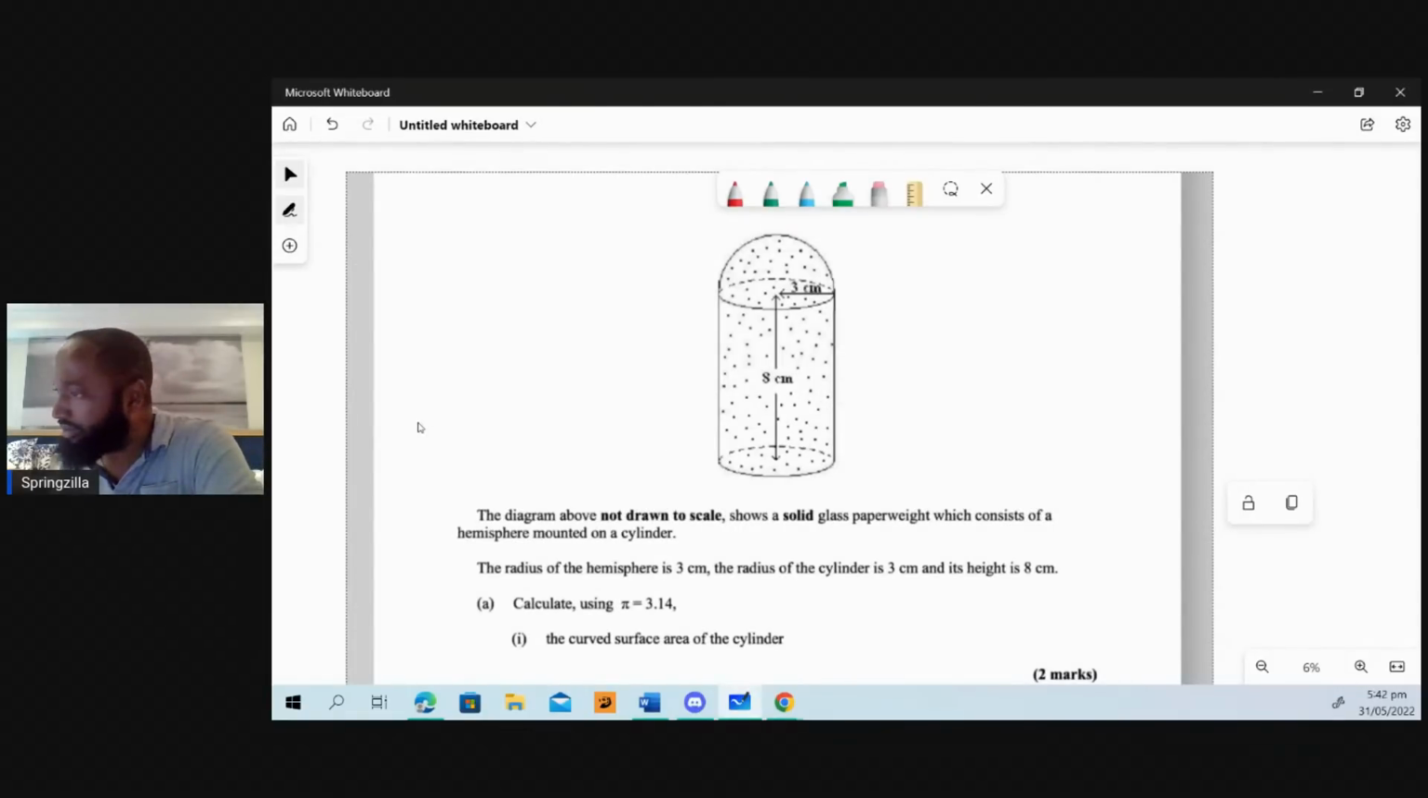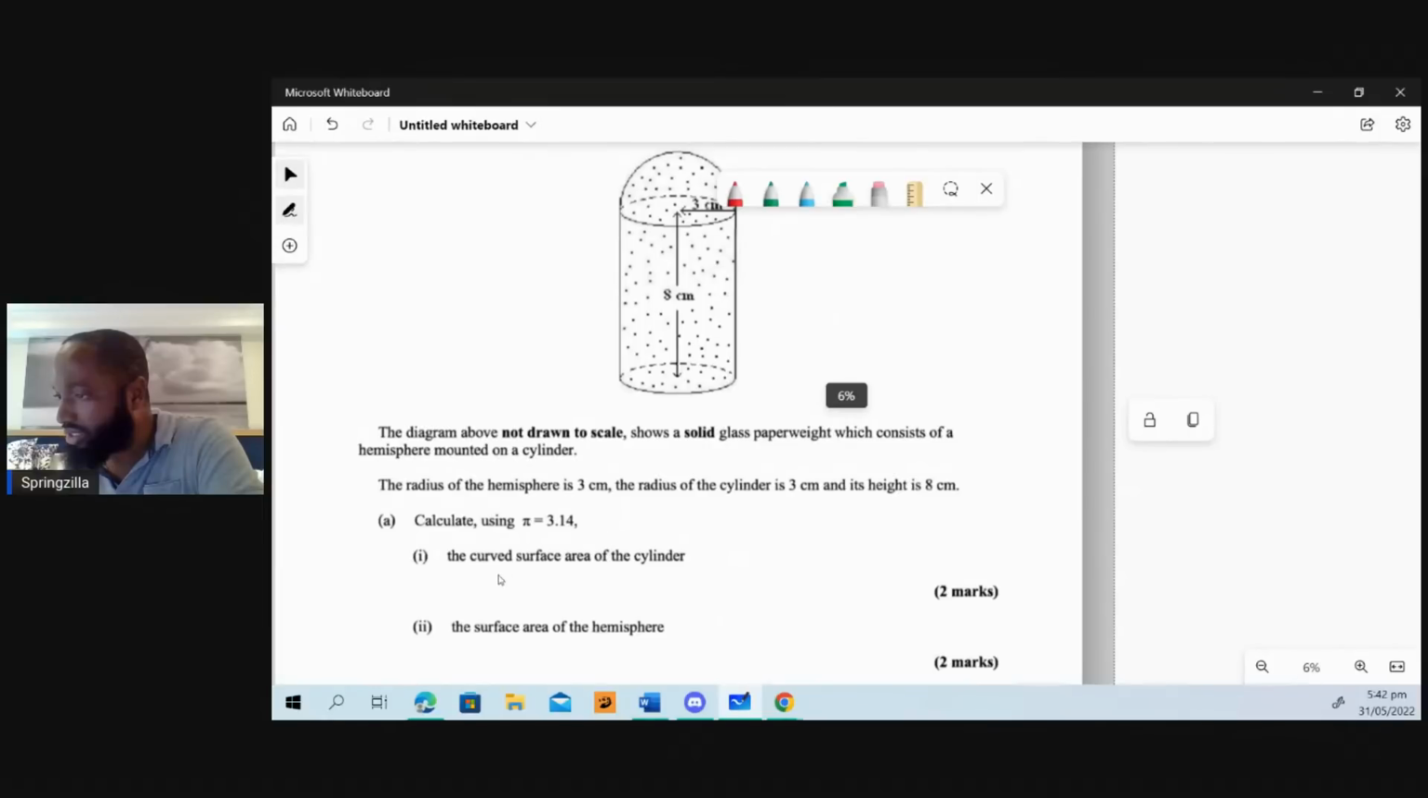All right, so measurement for the culture. Calculate, by the way, let me call it, post and tag and all kind of thing already. The diagram above, not drawn to scale, shows a solid glass paperweight which consists of a hemisphere, and so on. Calculate using the curved surface area of the cylinder.